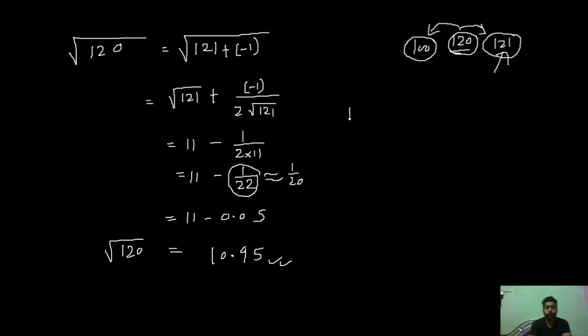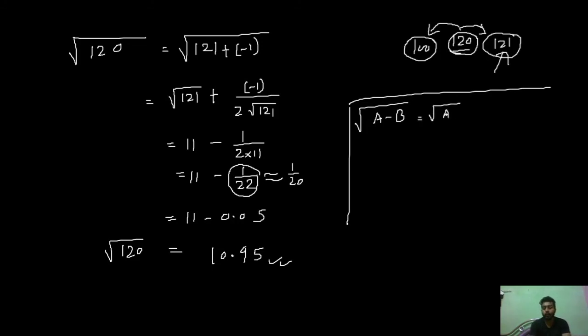So here we can write a formula as root over of A minus B. If it is not plus and it is minus, then it can be written as root over of A minus B by 2 root over of A. So this is the formula again to find square root of a number which is not a perfect square. What we need to do is find a perfect square number which is nearest to that number.